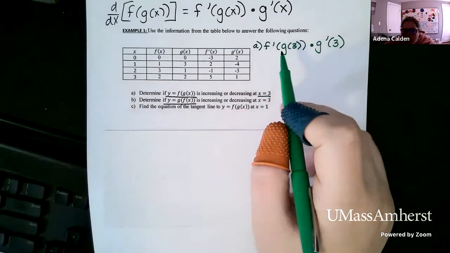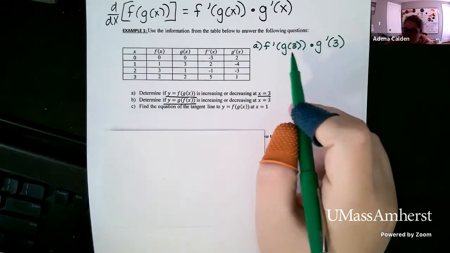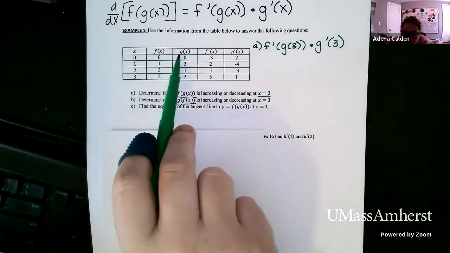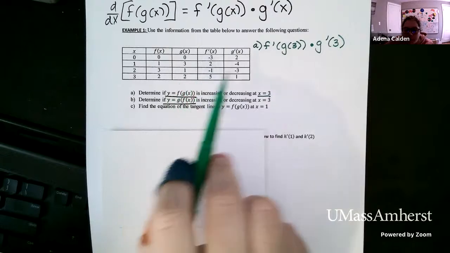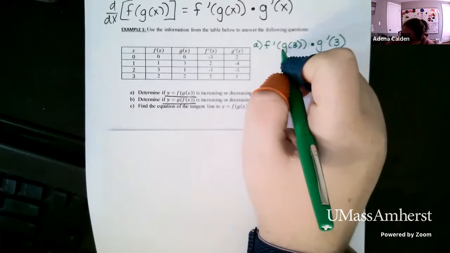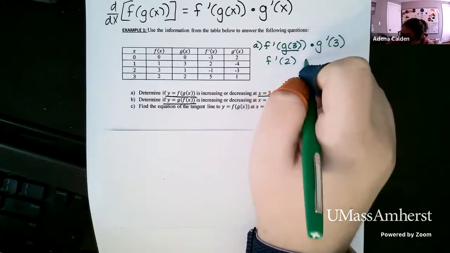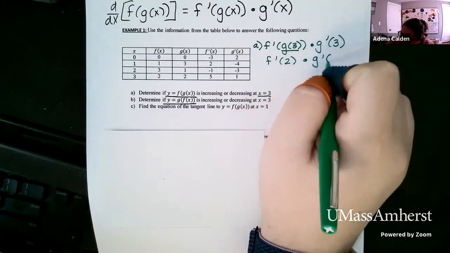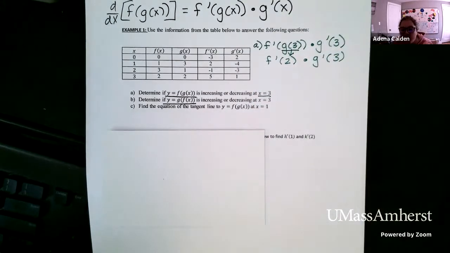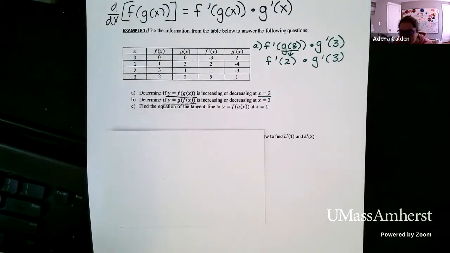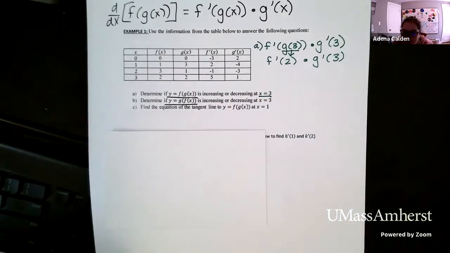We have f prime of g of 3. First we want to start by finding g of 3. So we're going to go to our g function, go down to 3, and we get a value of 2. So that's going to get substituted in for g of 3. Now we have f prime of 2 times g prime of 3. I substituted in the g of 3 value, so now I need to find f prime of 2 times g prime of 3.